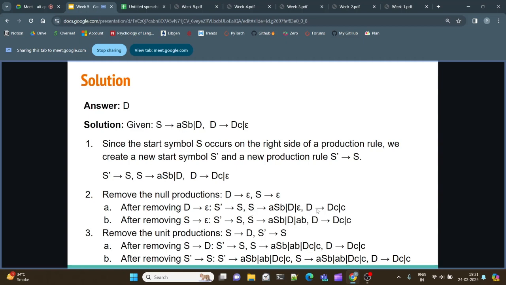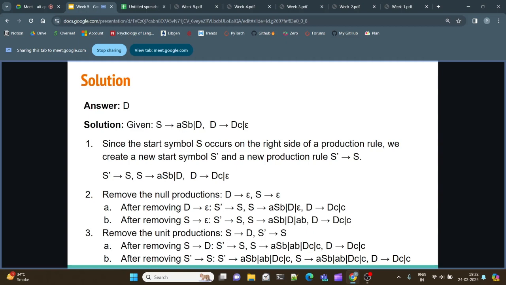Next is this rule. Here we again see that there is a D on the right hand side. Now if we replace D by epsilon, we only get C. So again, retaining what was there already and just adding this C that we got from here. Is this step clear for everyone? How we are removing the null production?